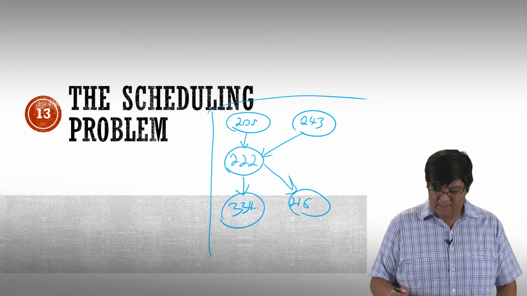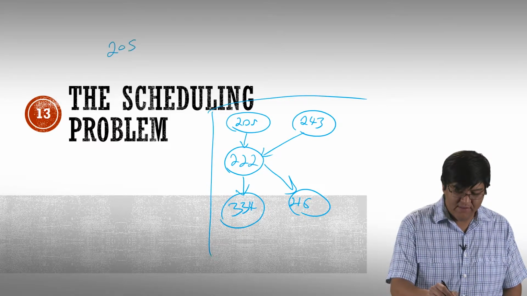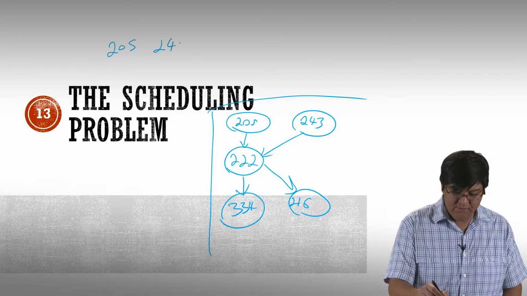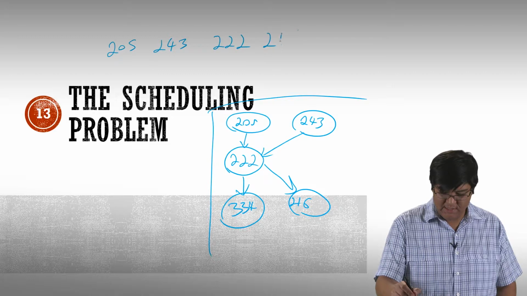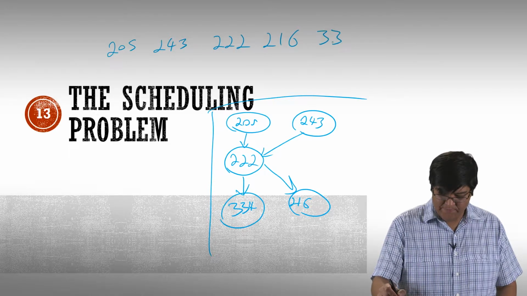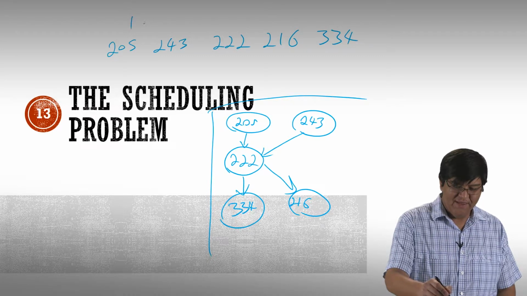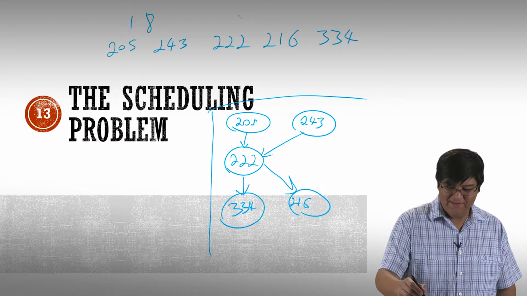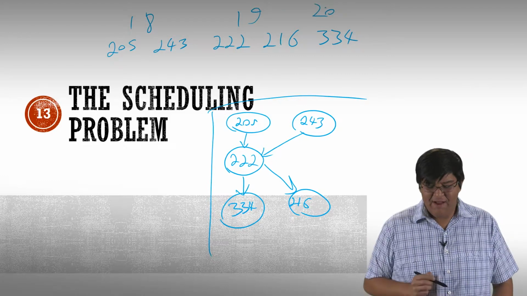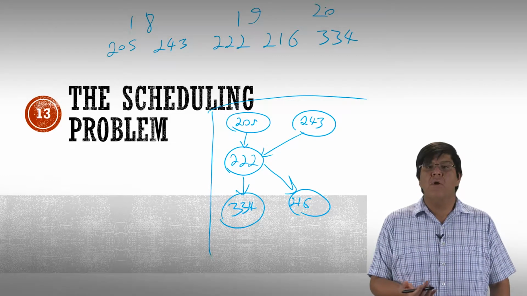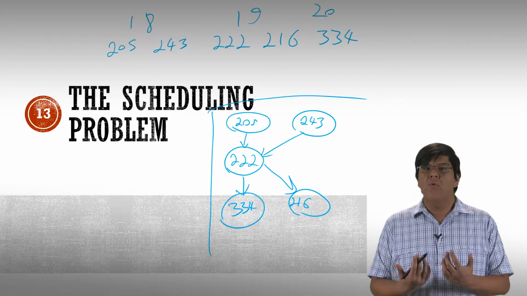And from our dependencies, we have to create this kind of dependency order of, oh, hey, I'm going to take 205 in this session, then I'm going to take 243 in the next session, then I'm going to take 222, and then I'm going to take 216, and then I'm going to take 334. Right, and these are different years, right? So this is 2018, this is 2019, and this is 2020. We have these overall rules for how the courses should be taken, and we need to figure out, based on those rules, what order to take them in.